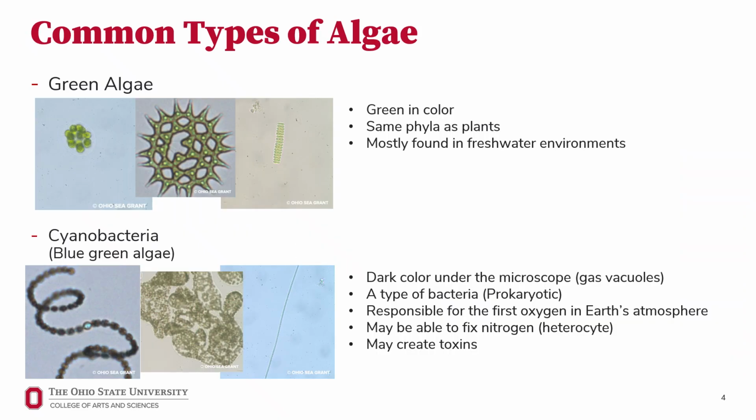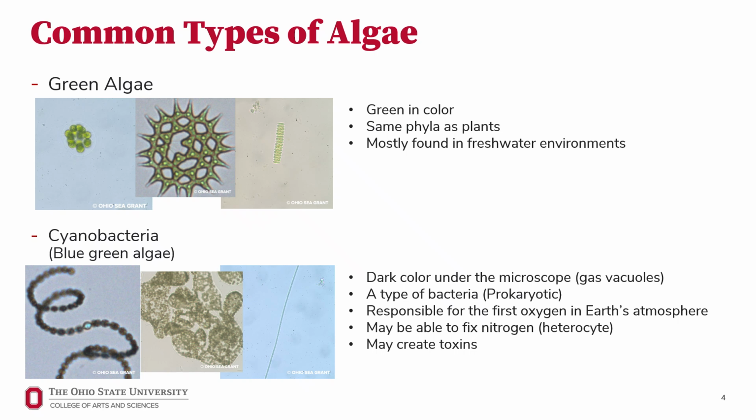Next, I'm going to introduce several different types of algae. Green algae are green in color and in the same phyla as plants. Green algae are mostly found in freshwater environments, and although they are beneficial to these environments, they can become overgrown, particularly in shallow eutrophic systems.